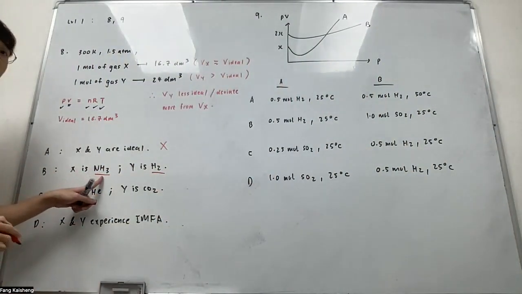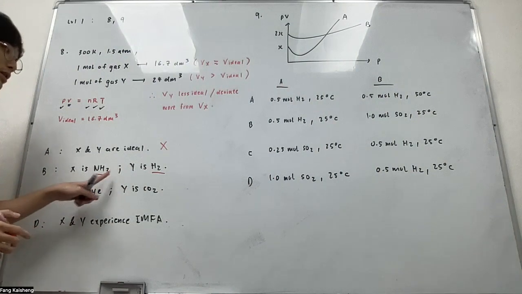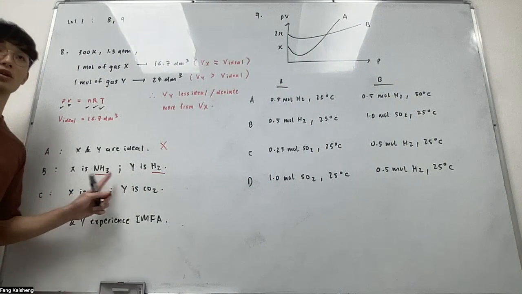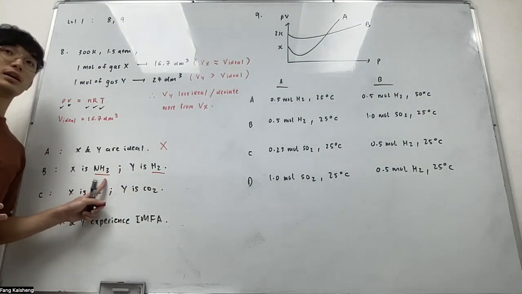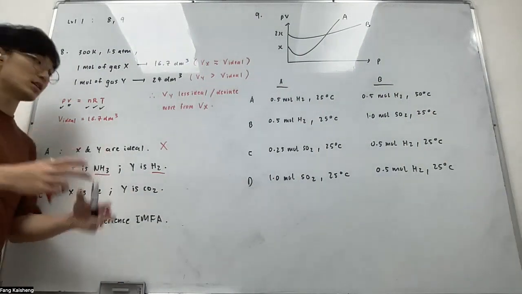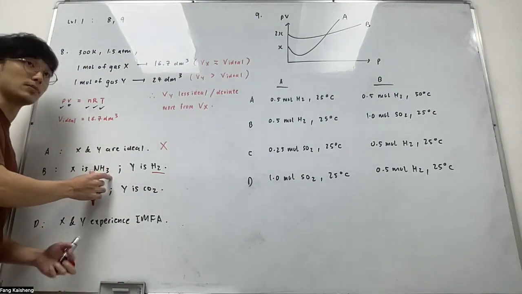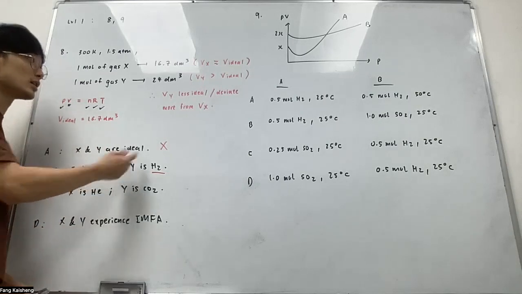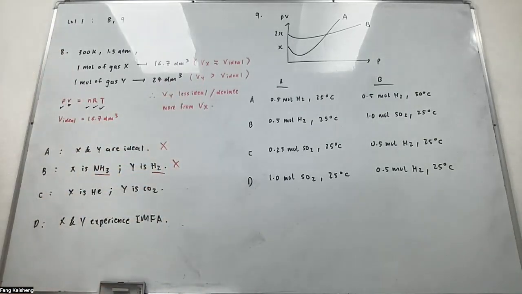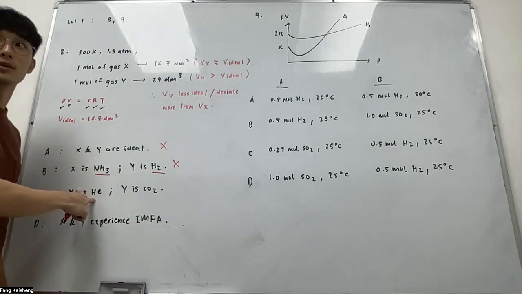NH3, because NH3 has stronger intermolecular forces. Hydrogen bonds, right? This is just ID. But other than having stronger intermolecular forces, NH3 is also larger in size, so definitely the volume of X is more significant. So this doesn't explain it. We are looking at why Y should be less ideal. So in that case, does option C allow us to explain that?